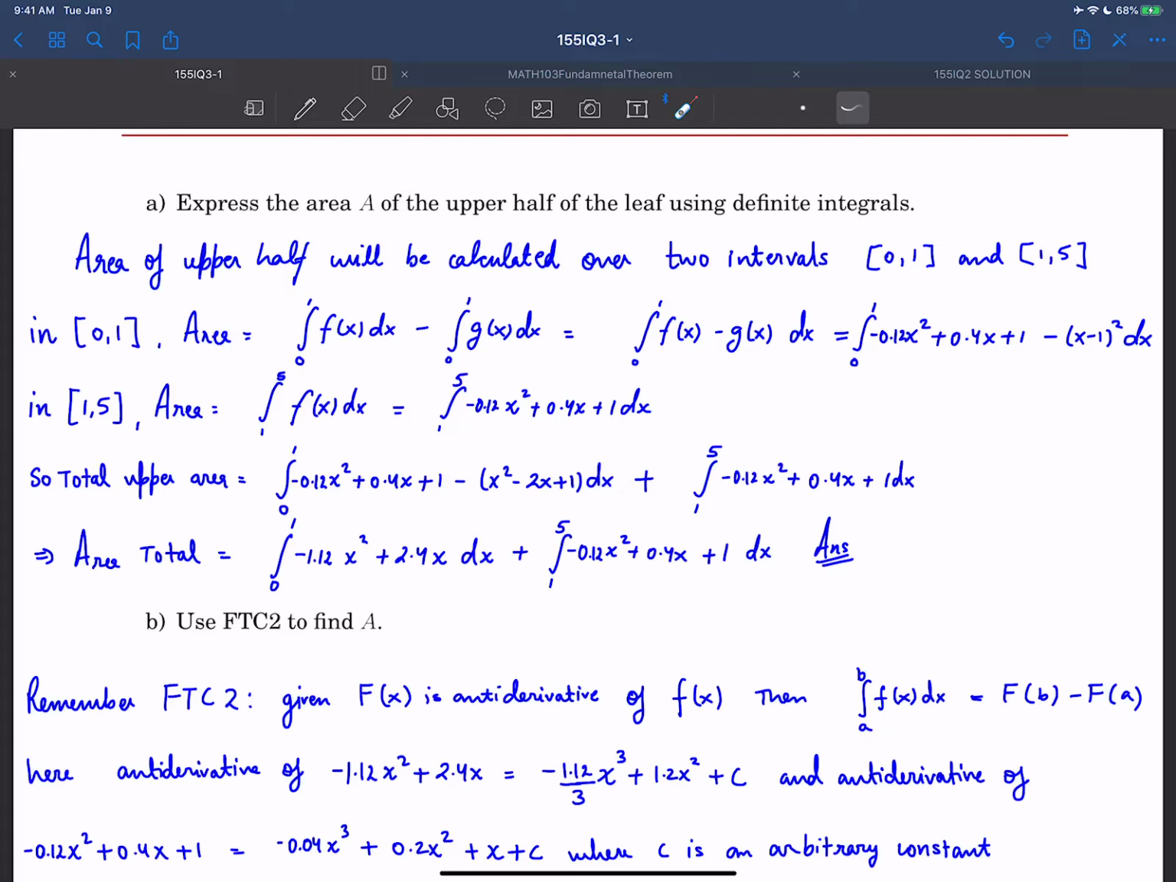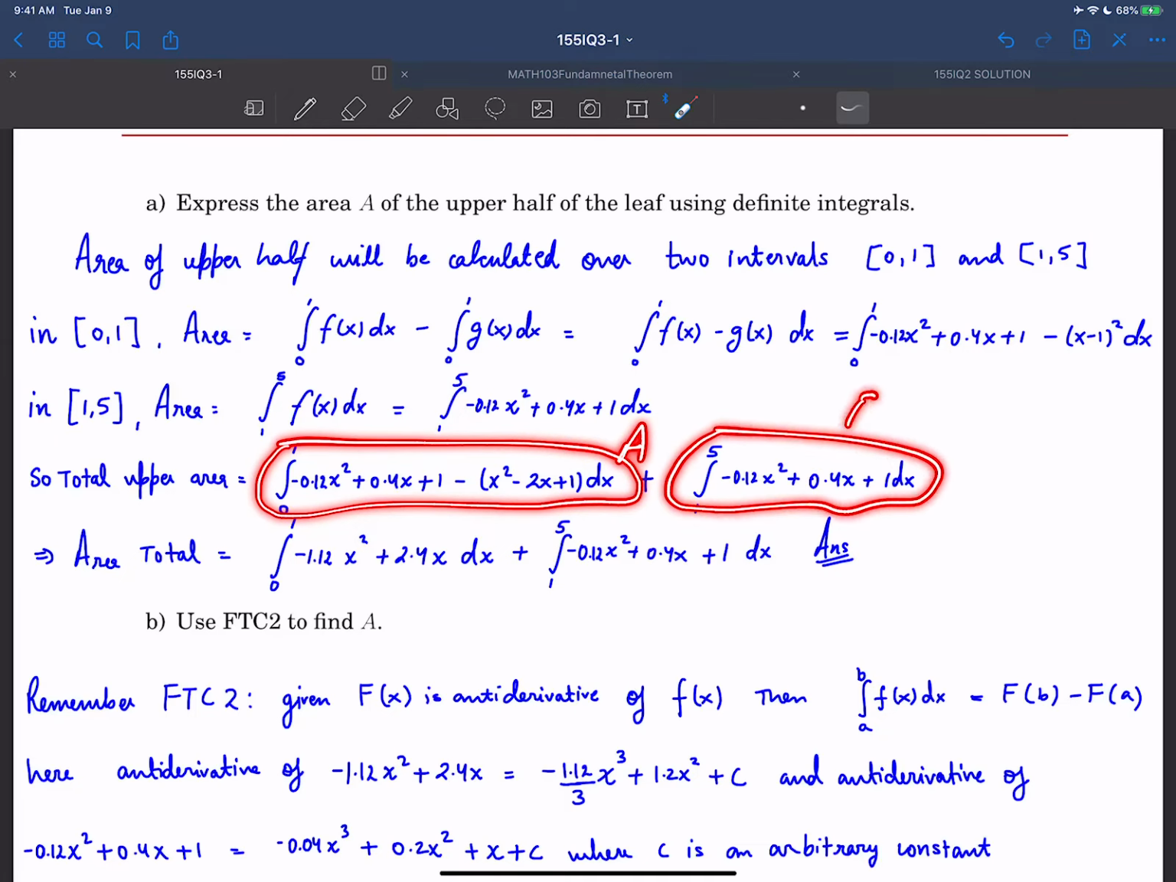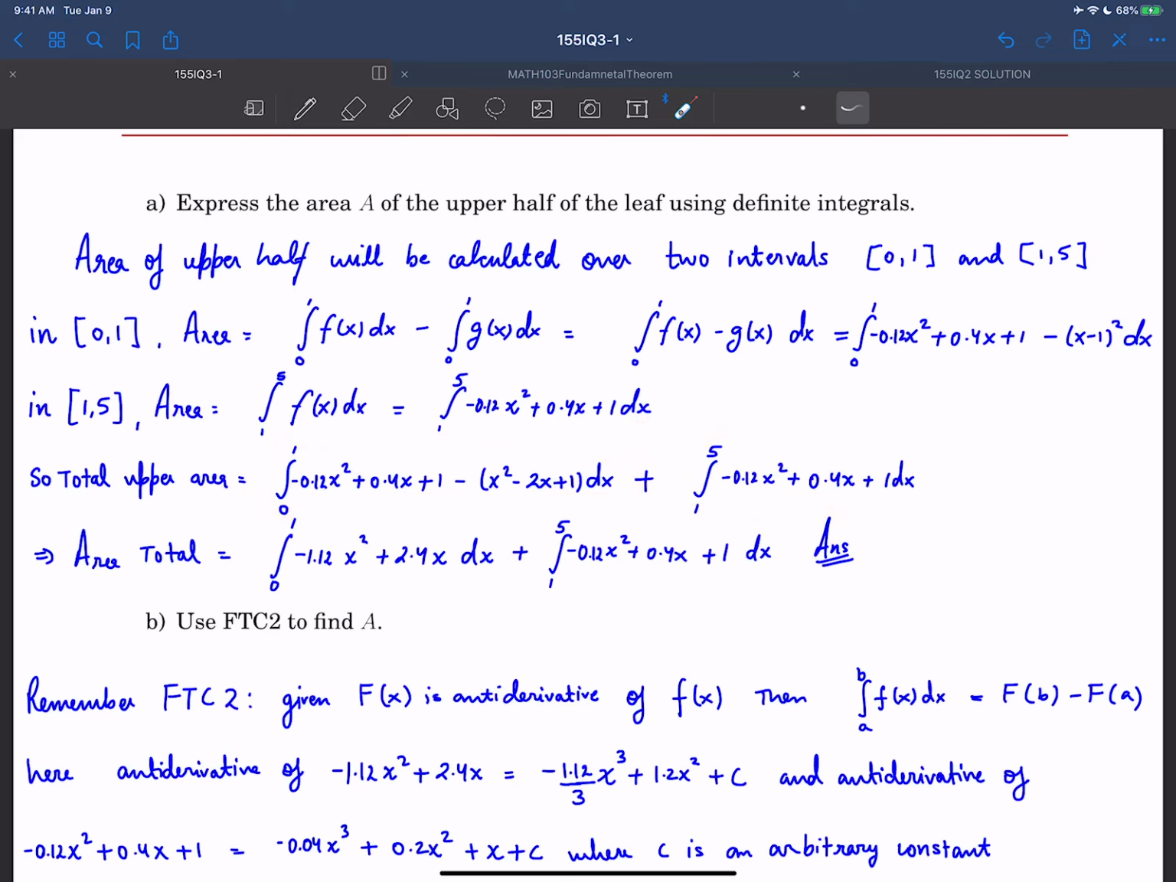So the total upper area is this integral that you found here plus that integral that you have there. I rewrote that with this integral in mind, and then plus the other portion. So this pretty much gives you the portion A that we have in the previous picture, and this is the portion B. Okay, so we got that. How do we solve these integrals? We'll talk about that in a second.